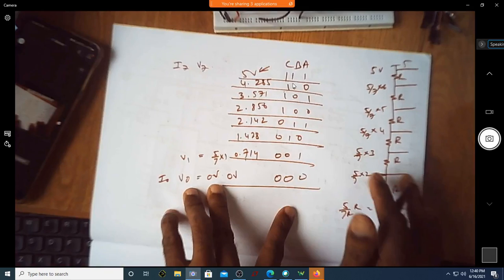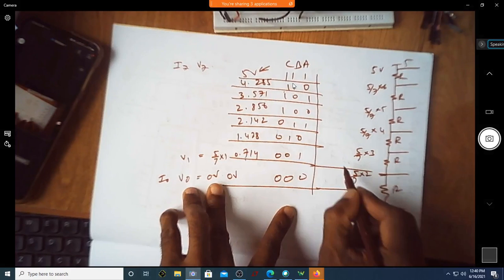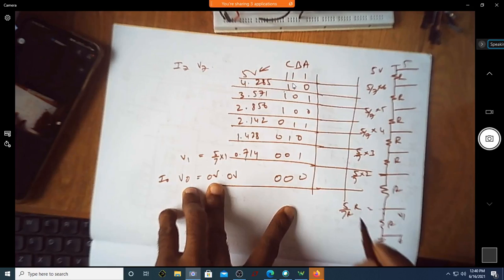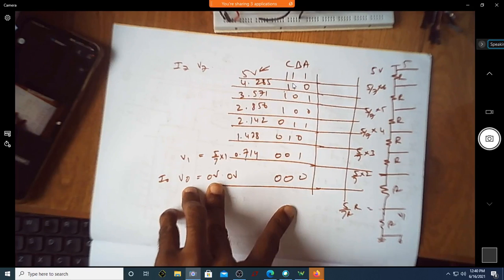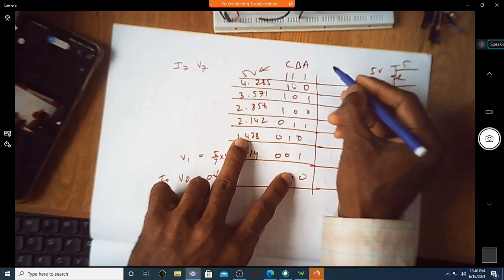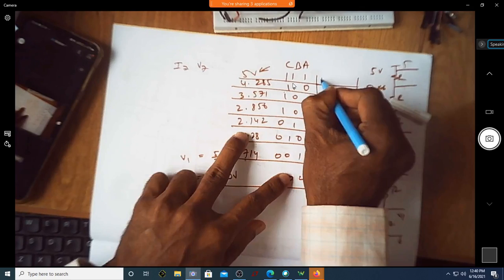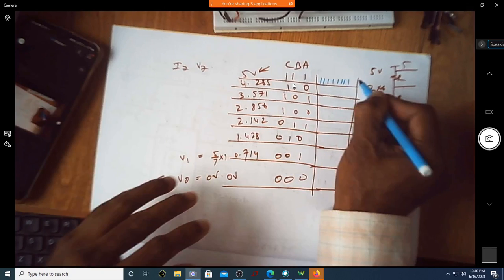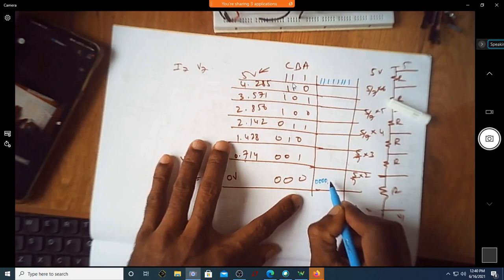I wanted you people to find what is the binary equivalent, 8-bit, for these analog inputs, taking VREF as 5 volts. I hope some of you might have found out. Let me write it in a different color. Of course, for this it is 111. All the bits are 1, 1, 2, 3, 4, 5, 6, 7, 8. Correct? For this it is all zeros.